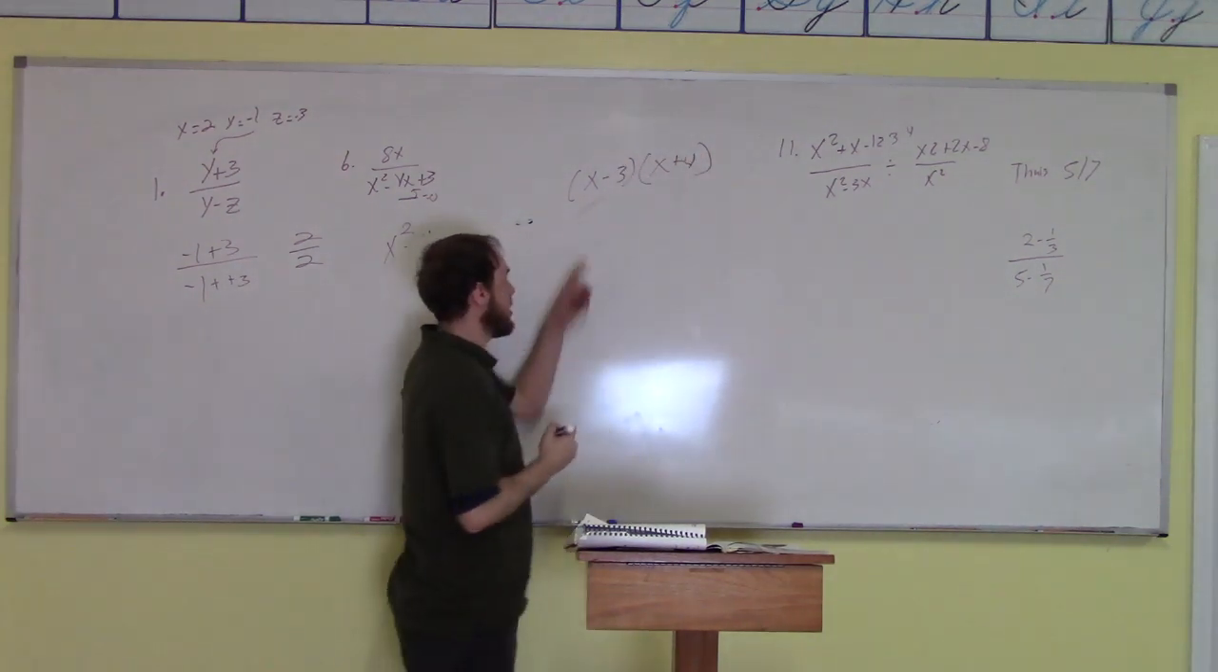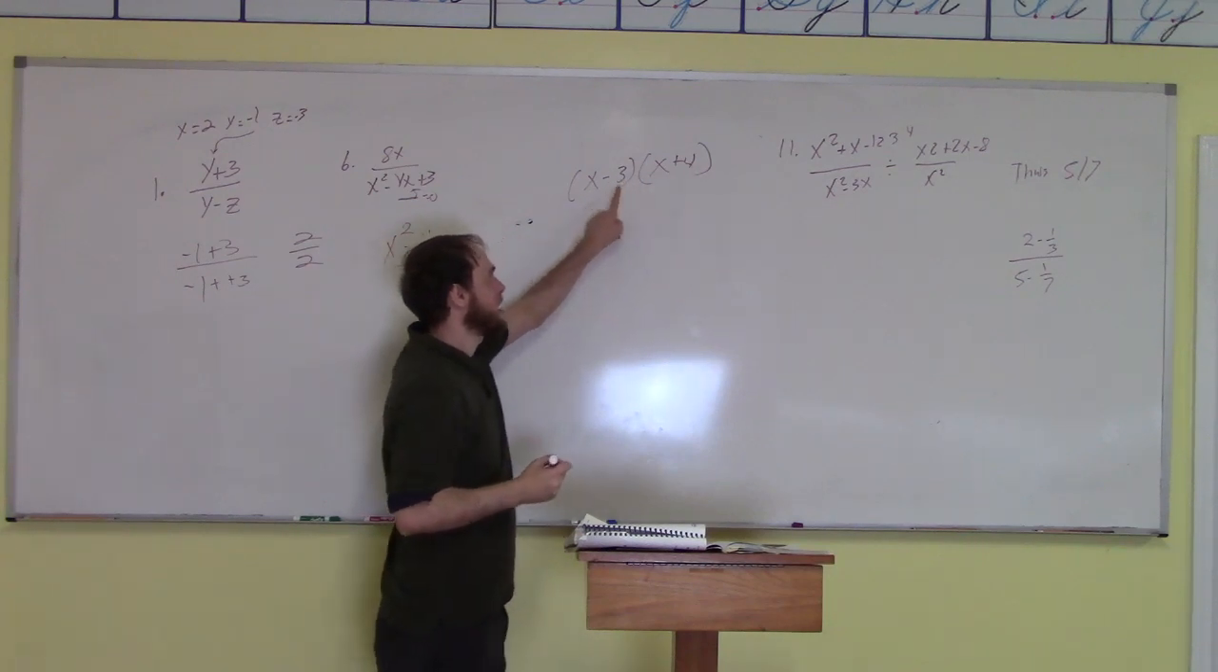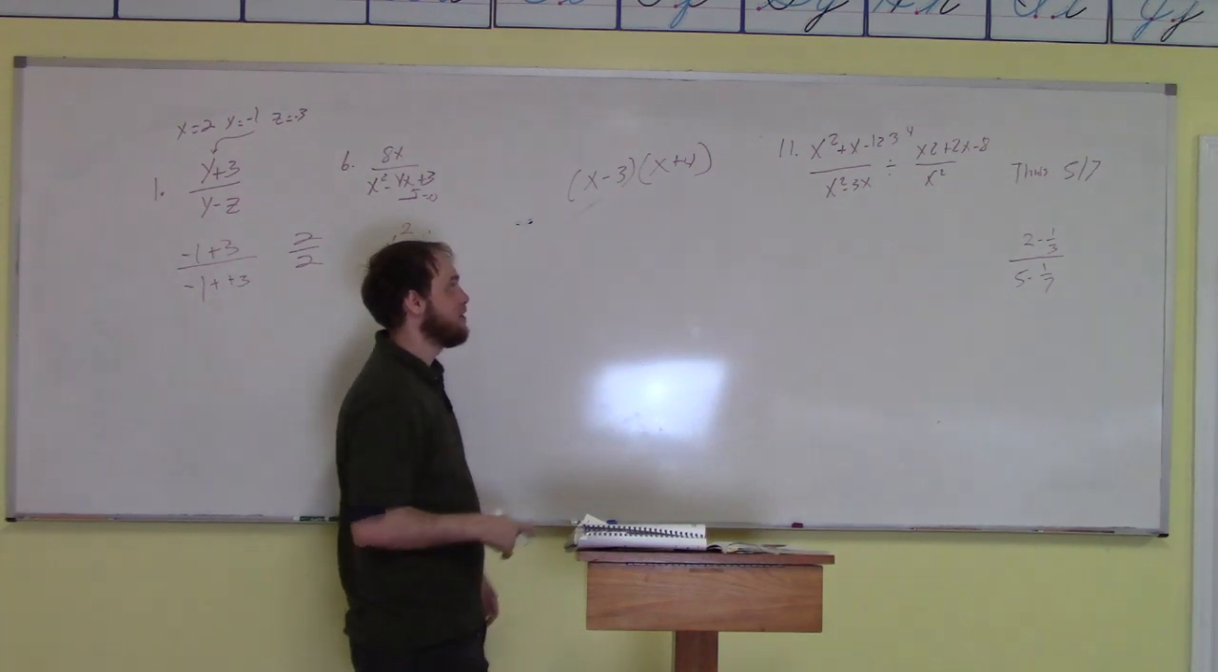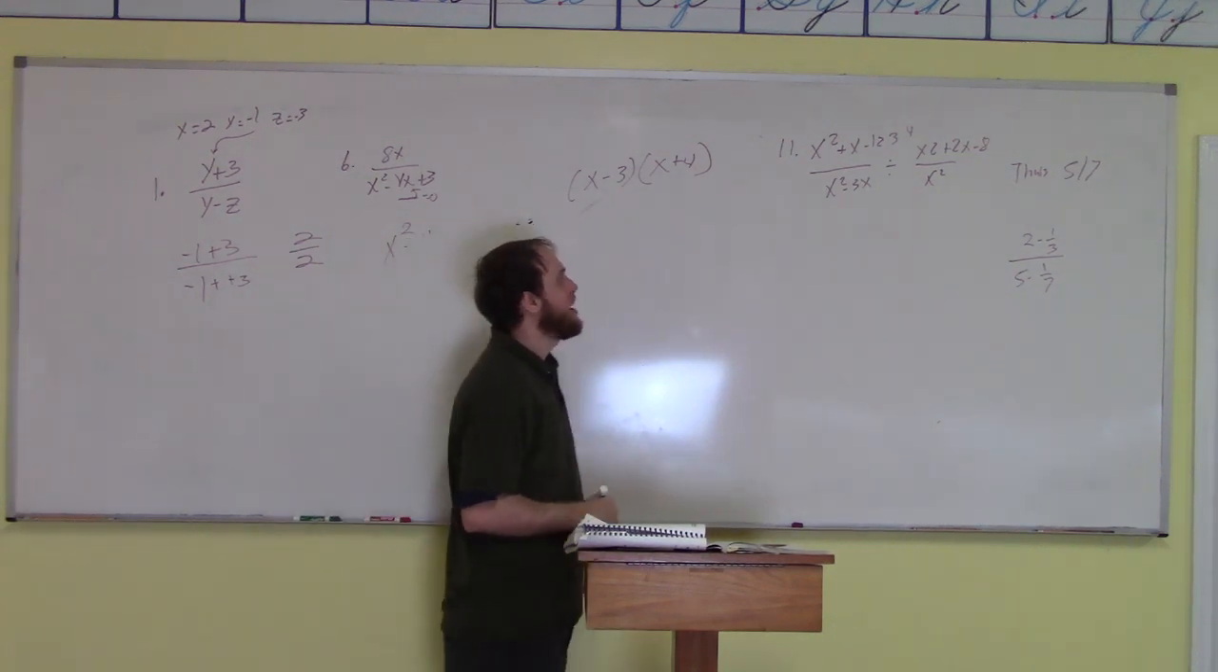You can check that really quick. x times 4 is 4x. Negative 3 times x is negative 3x. And so combine them, and that'll give you the middle term. So that's that factor.